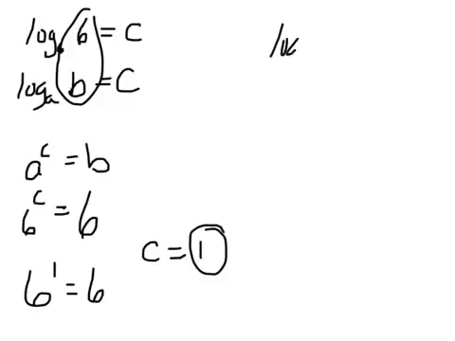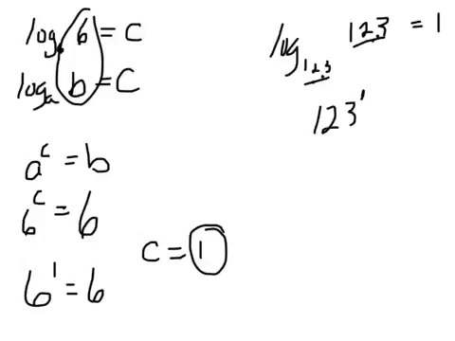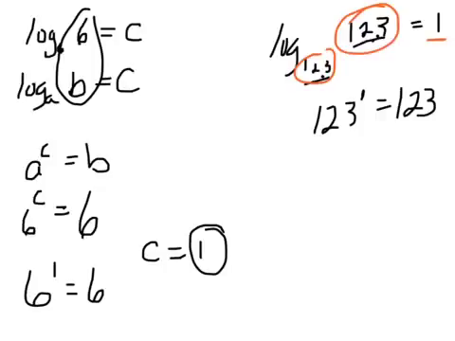Now, what does that mean? That means if I had log 123 of 123, if these two numbers right here match, the answer is going to be 1 because 123 to the first power is equal to 123. So anytime you see the same number here and the same number here, your answer is going to be 1 because any number raised to the first power is itself.